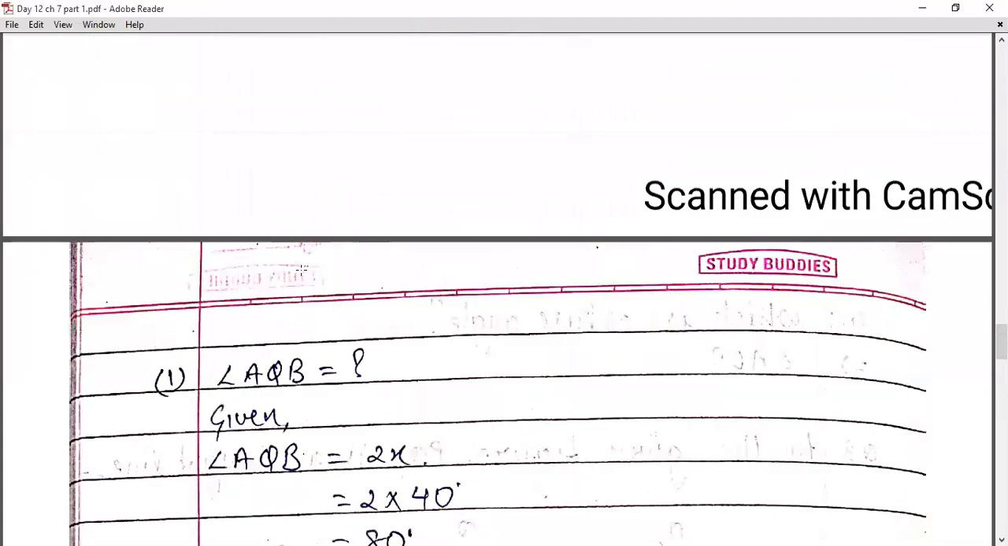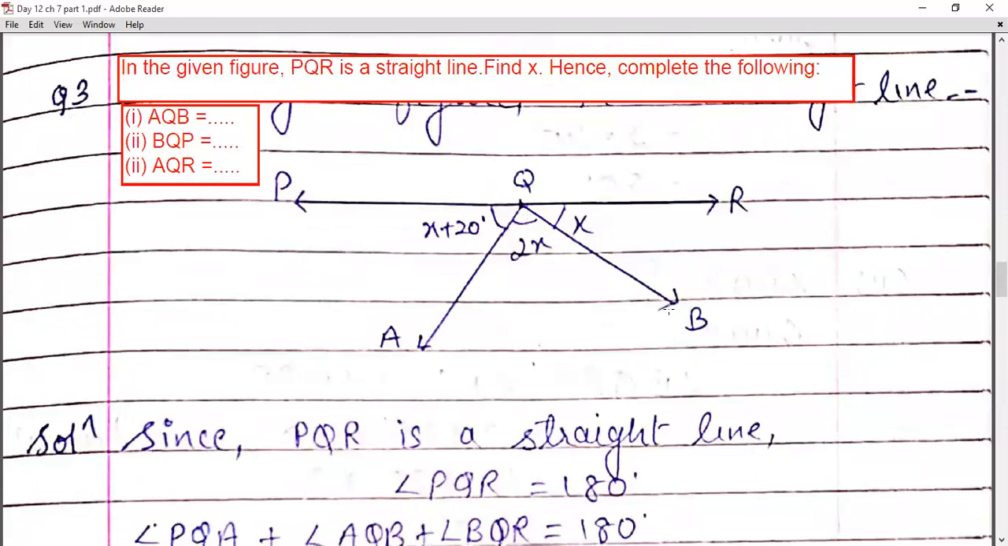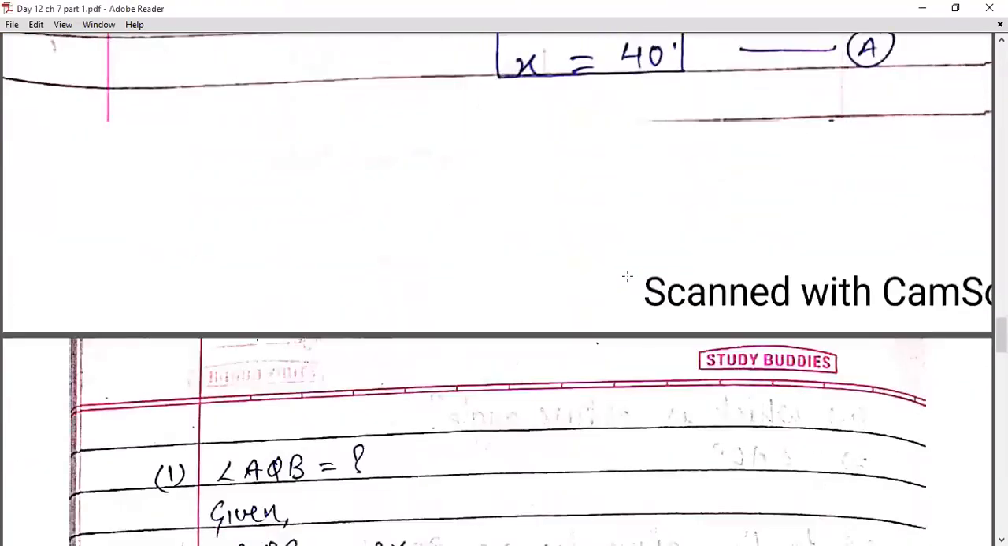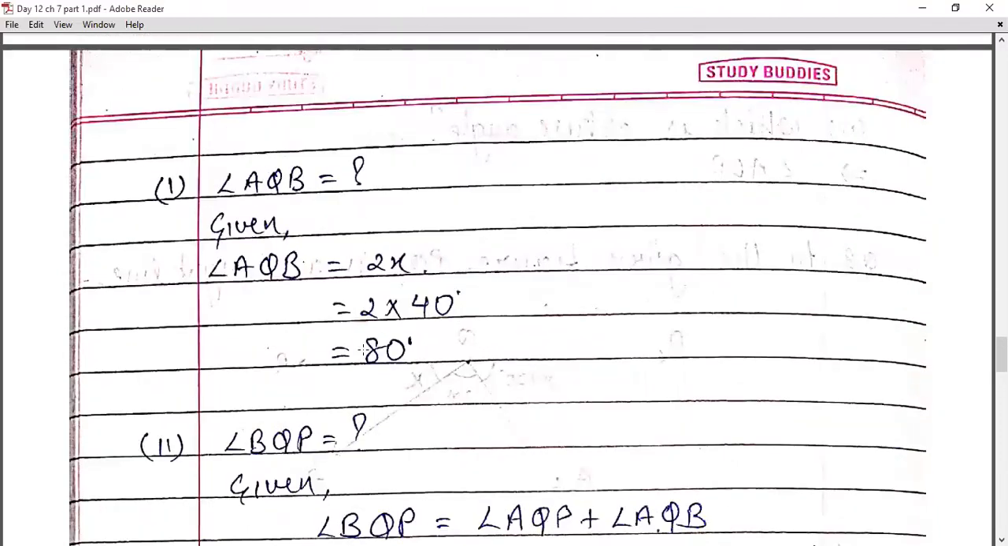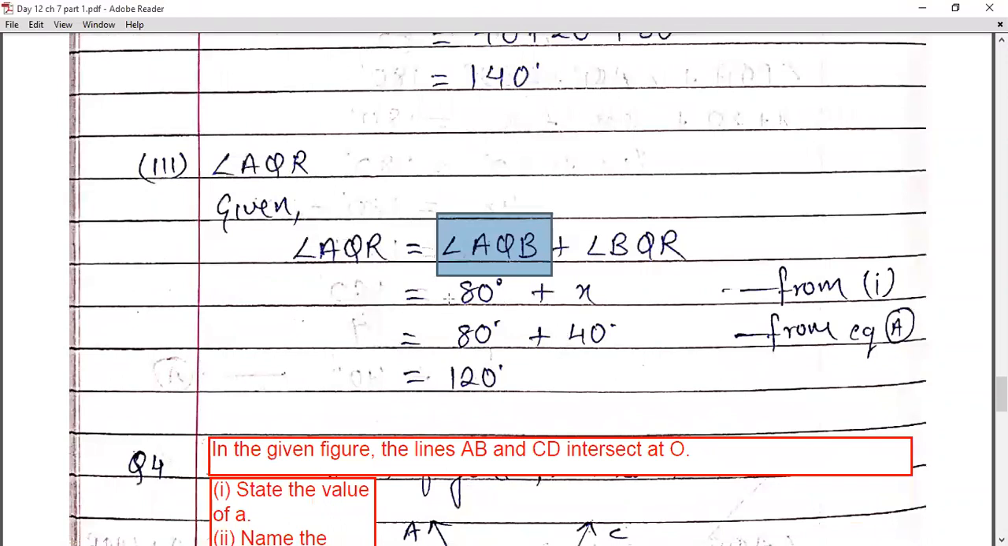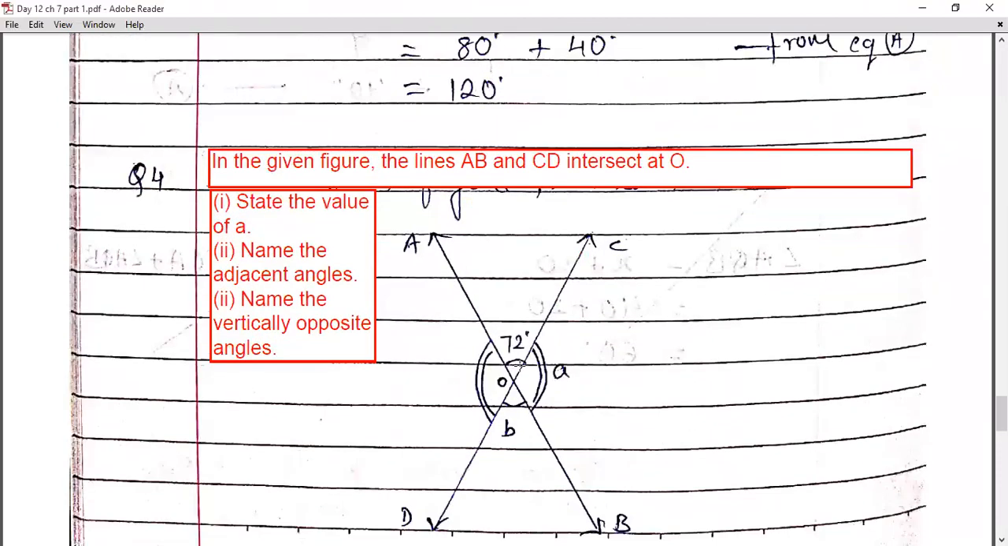Angle AQR. Angle AQR is the sum of angle AQB plus BQR. In the next step, we'll substitute the value of these 2 angles. So I have substituted the value as 2x plus x, or angle AQB we have already found in part 1, that is 80 degrees. Substituting its value as 80 degrees, angle BQR is x. The value of x has been found as 40 degrees. So on adding 80 plus 40, you will get the angle as 120 degrees.